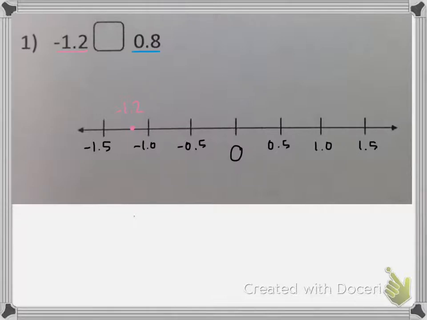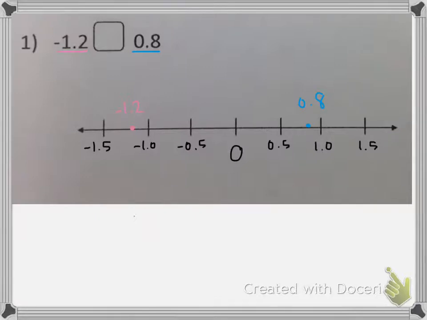Now I'm going to look at 8/10, and I need to graph that on my number line. Well, that's positive, so it's going to be to the right of 0. That's greater than half but less than 1 whole. So I'm going to put my dot right about there on the number line, and that's 8/10.